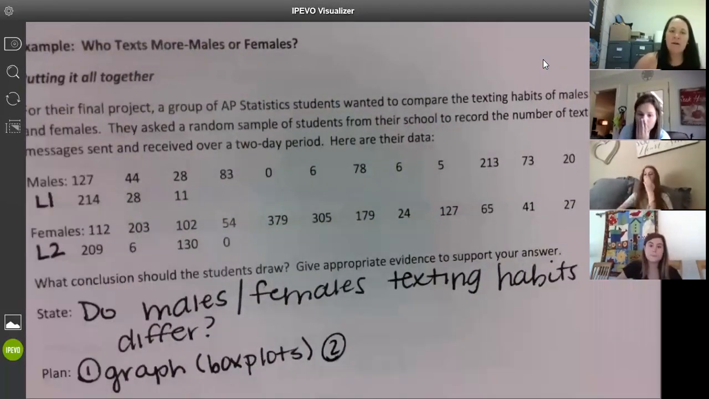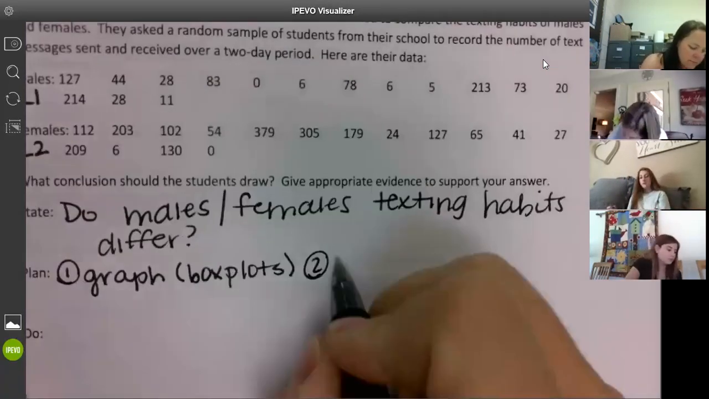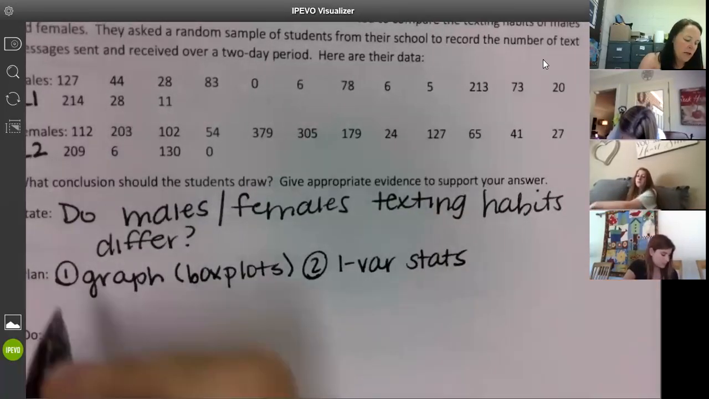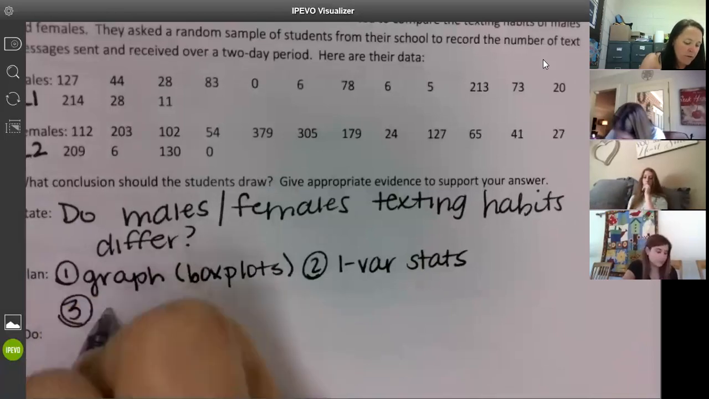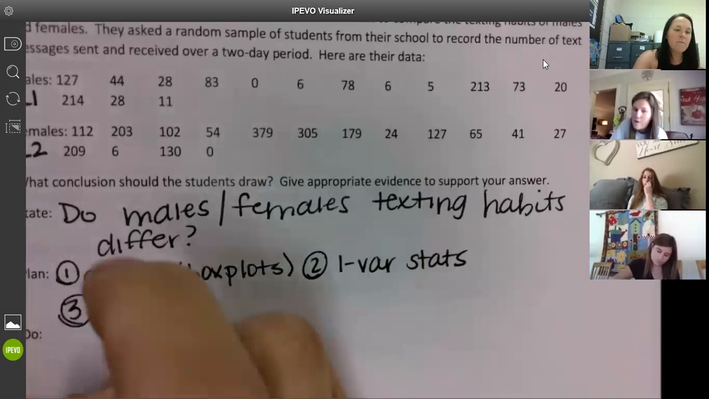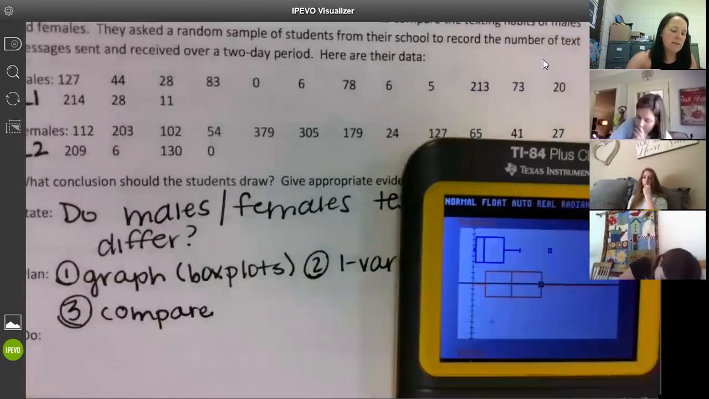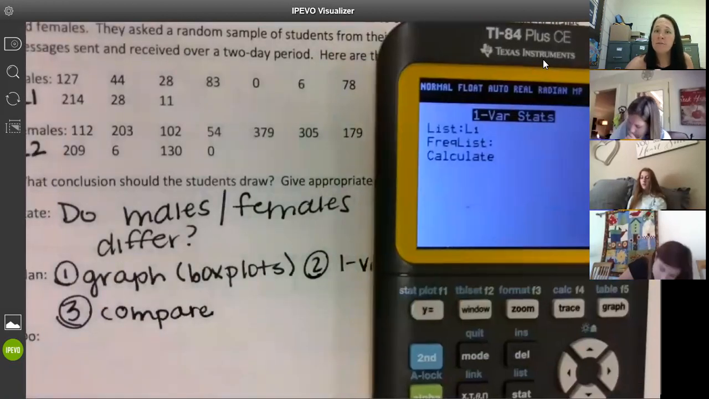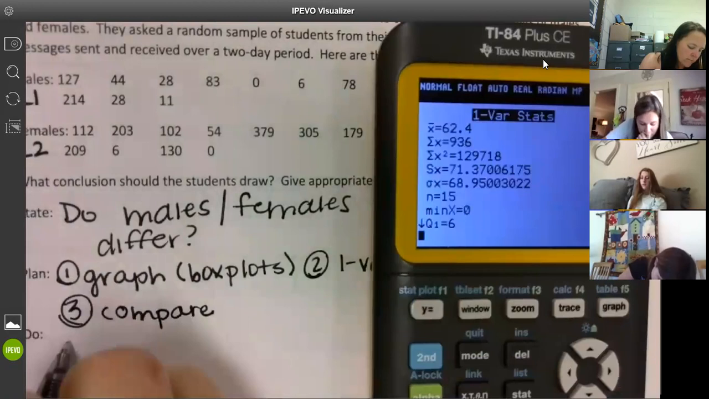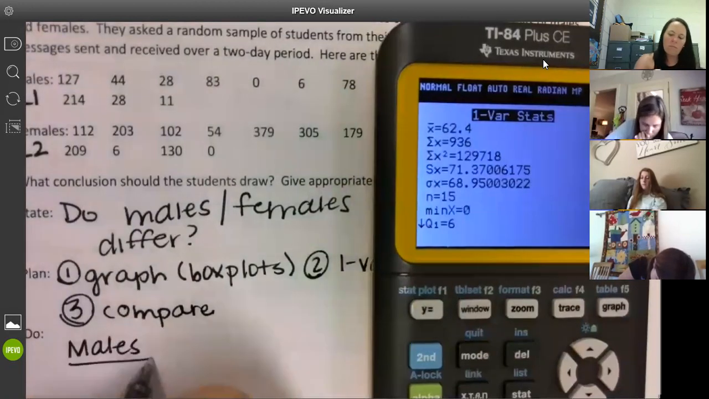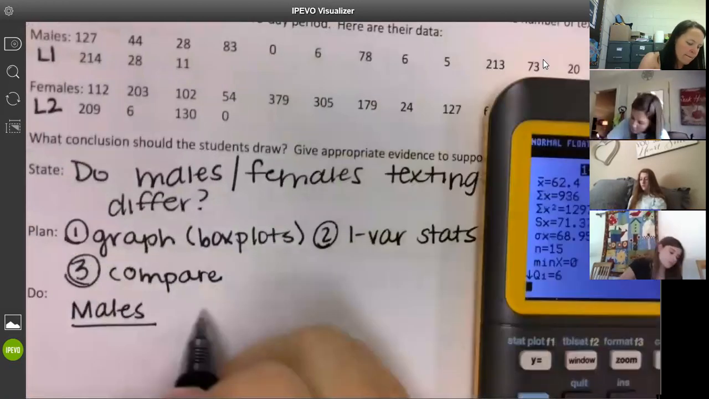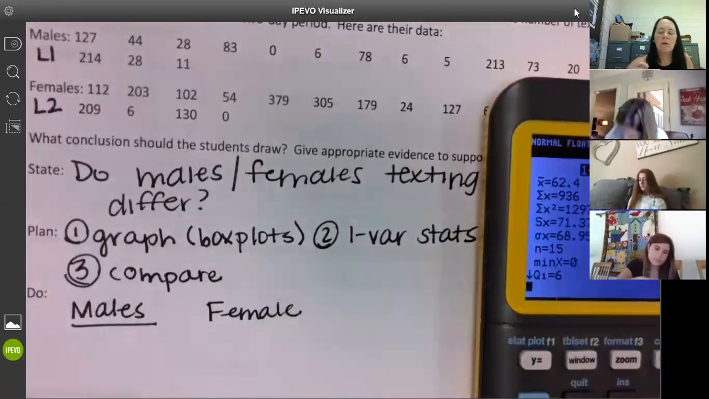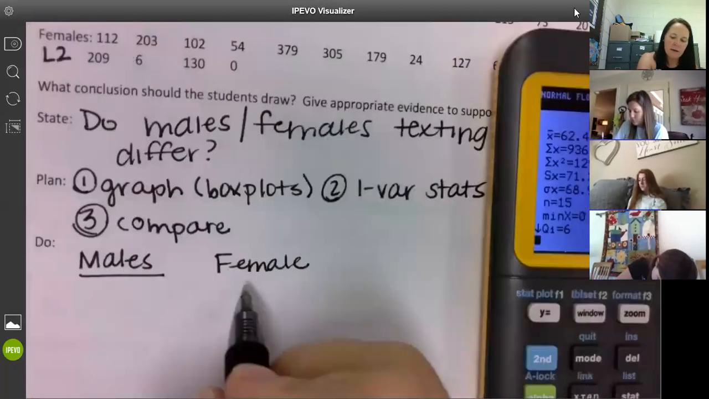Sorry, let me write your steps down that we did. 2, we did 1 var stats. We didn't do that yet, but we will. And then we're going to compare. We compared from the graph. We're going to compare from 1 var stats. So stat, calc, 1 var stats. We're just going to look at L1 right now. So this is male data compared to female data.